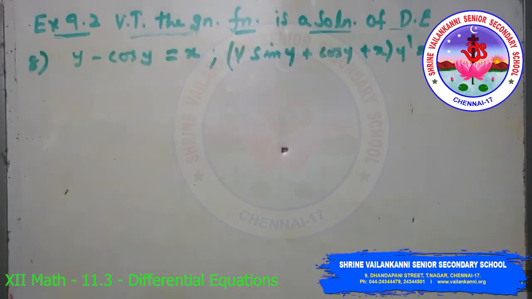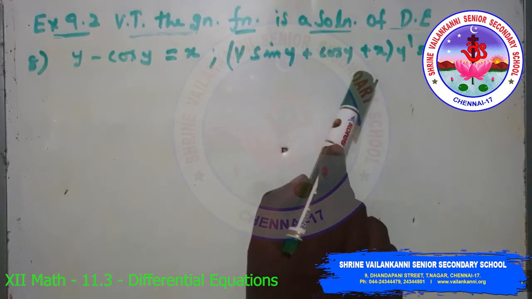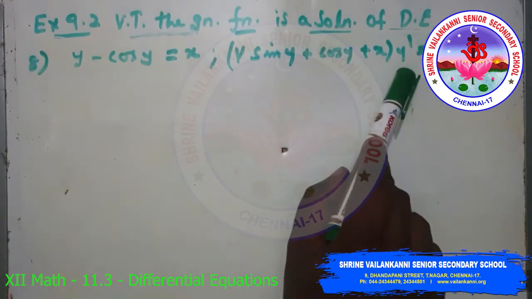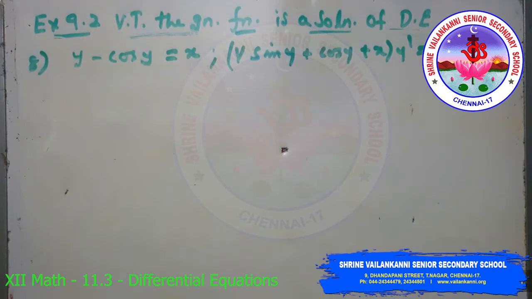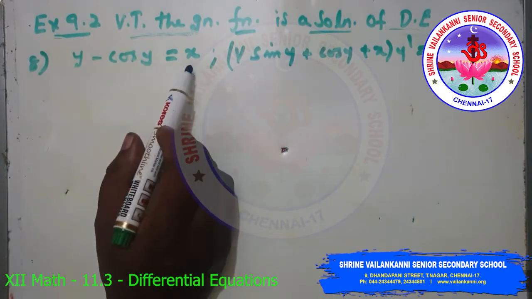So the 8th one: y minus cos y equals x. We have to verify that this is the solution of the differential equation y into (sin y plus cos y) plus x into y dash, which is equal to y. The given equation is y minus cos y equals x.